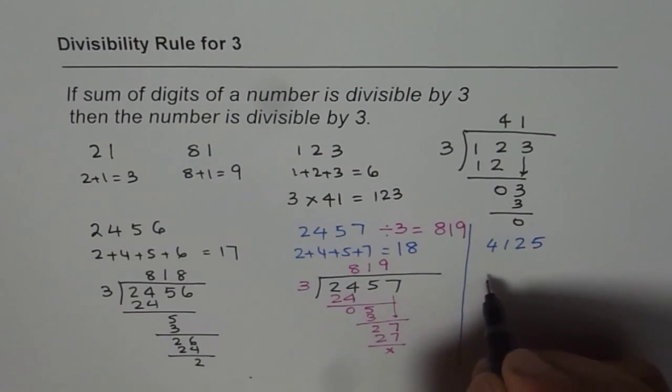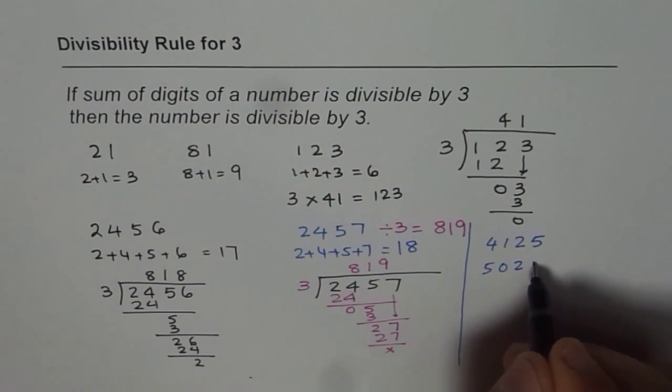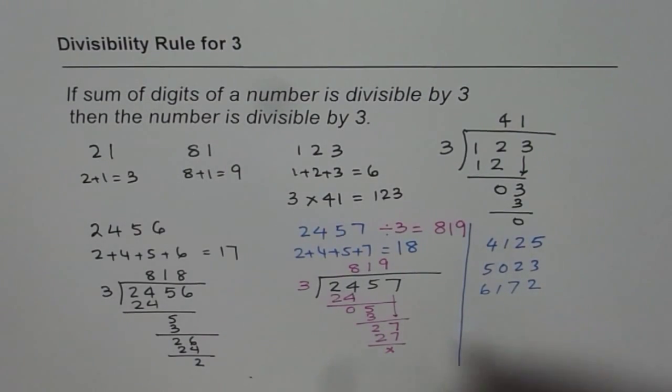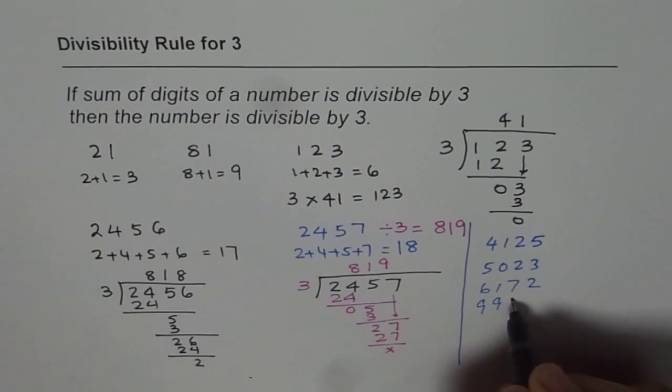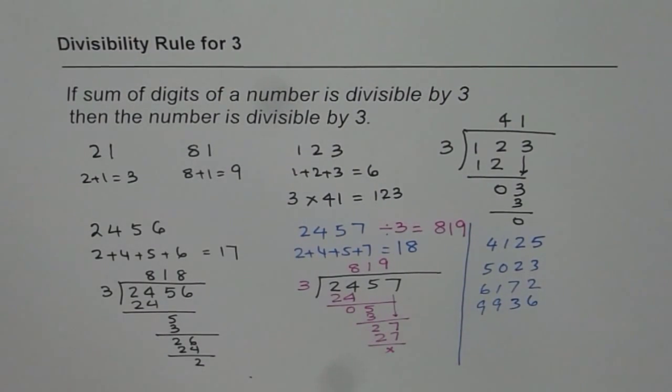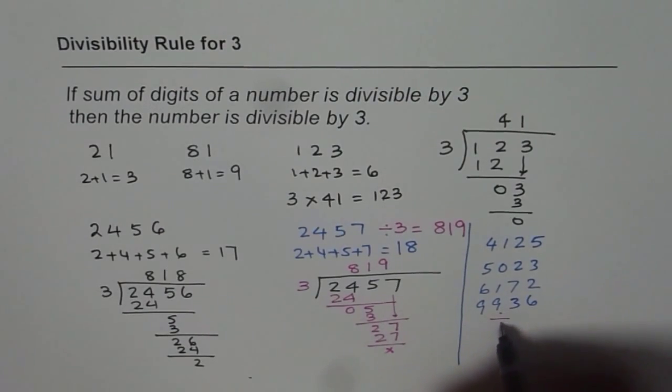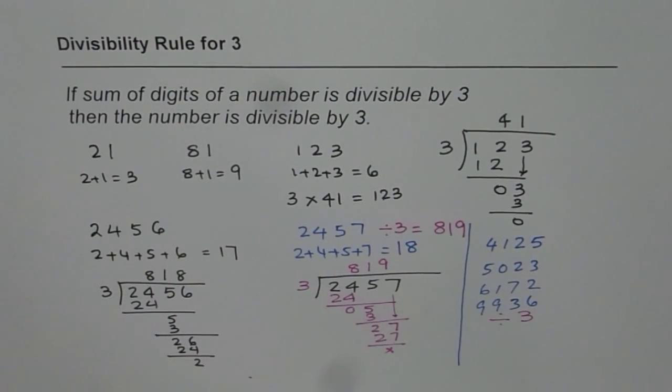Check it out. And let's say the number is 50236172. So I just wrote a few numbers, and the next number is 9936. Now your exercise is to check whether these numbers are divisible by 3 or not. Use the rule, test, and then perform long division to check your answer. I hope that helps. Thank you.